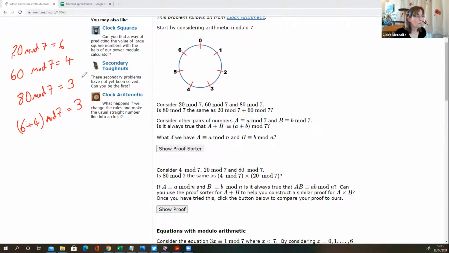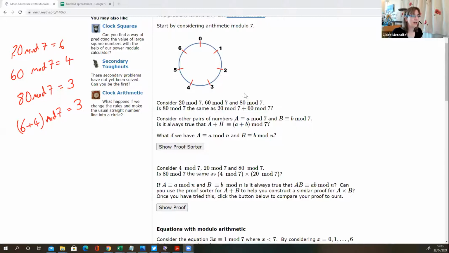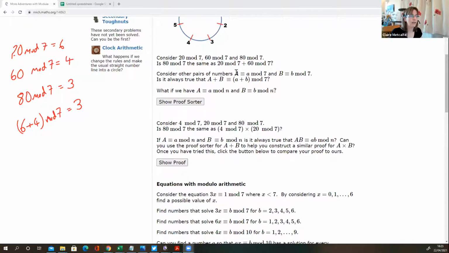So what we're suggesting is people start by trying a couple of different numbers, see if you notice a pattern. And then we're asking if in general, if big A is equivalent to little a mod 7 and big B is equivalent to little b mod 7, is it always true that if you add them up, you get something that's equivalent to little a plus little b mod 7?